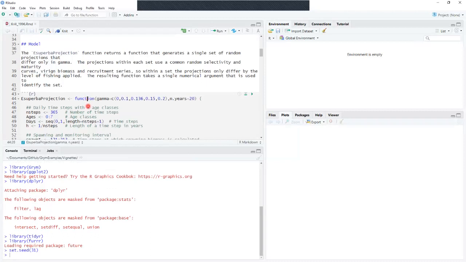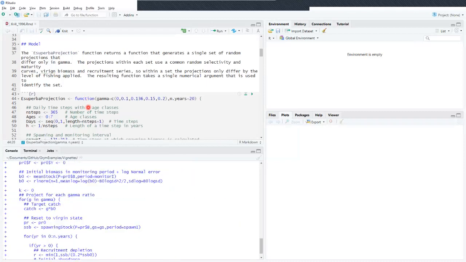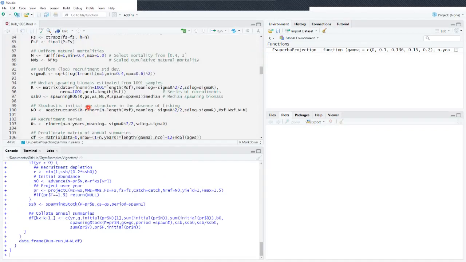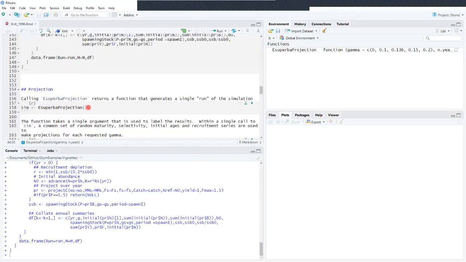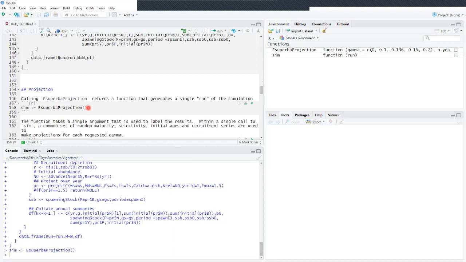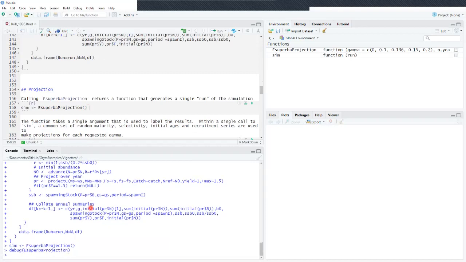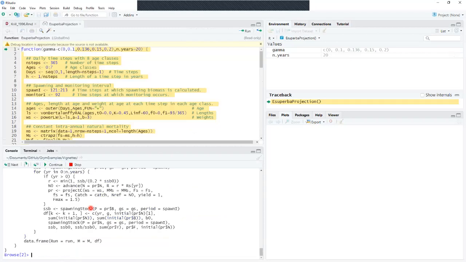So if you kind of here, and then my next step would be evaluate this function. Okay, so what I'm going to do now is turn on debugging. So I'm going to say debug the superb projection. Now, if I run that function again, it should throw me into the single step debugger.